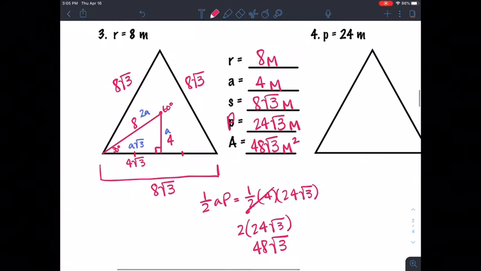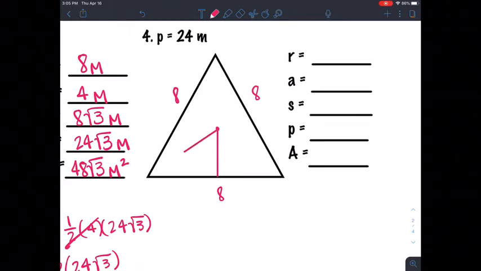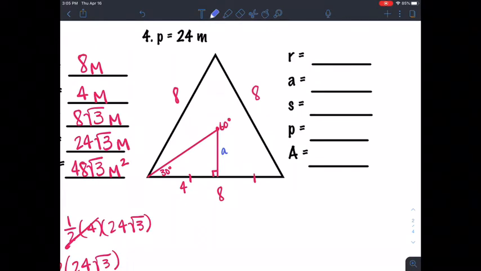And on the next one, we're given the perimeter. So if I divide 24 by 3, each of these sides has a length of 8. Go ahead and draw in my triangle here. Got my 60-degree angle at the top, 30 in the corner, and my 90, my 8 is split in half. Now, when we look at this piece, here is our a, 2a, and a square root 3.